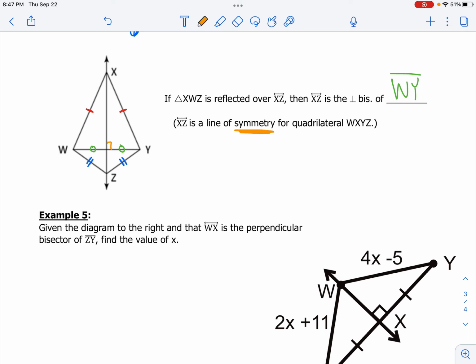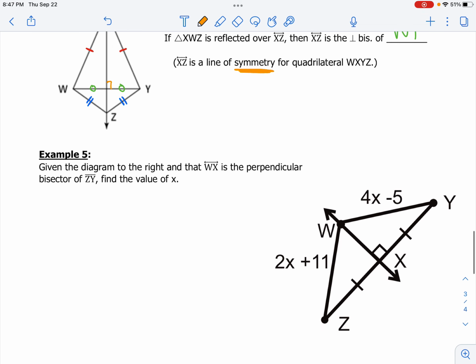So math is beautiful, just like you. It's all connected. Makes the world a better place.